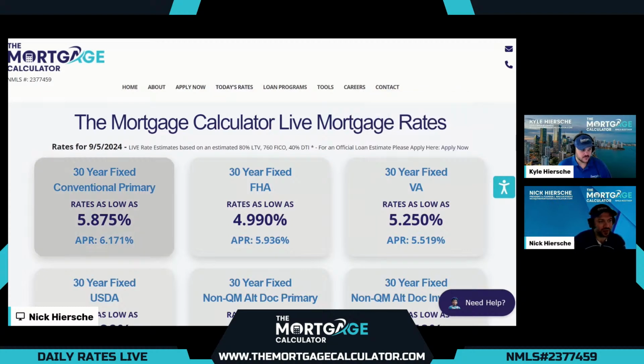So first up is our 30-year fixed conventional primary, which is typically the option most people think of when they think of a mortgage. So conventional comes in today, 5.875 rate, amazing. Final APR 6.171, and we did have some good news for rates, so I expect these to continue to drop. And look at that, we have some more fours.